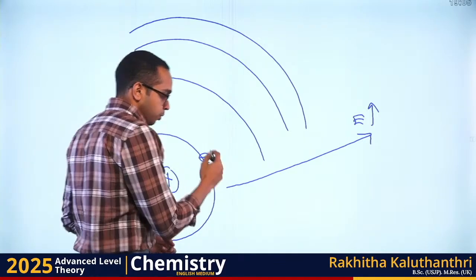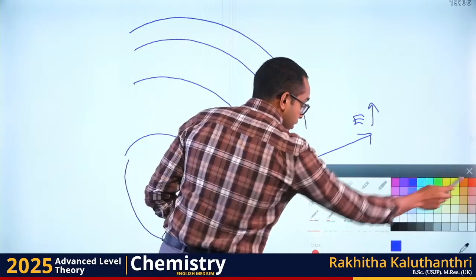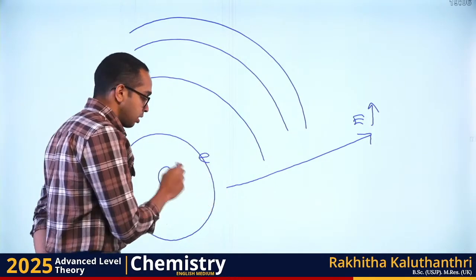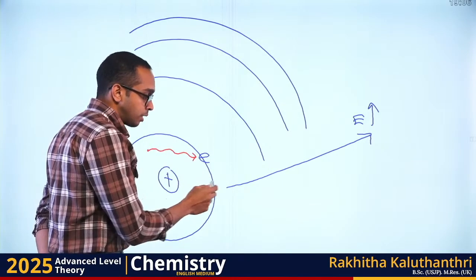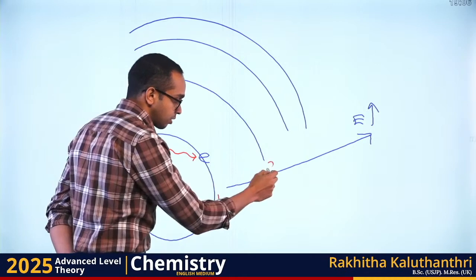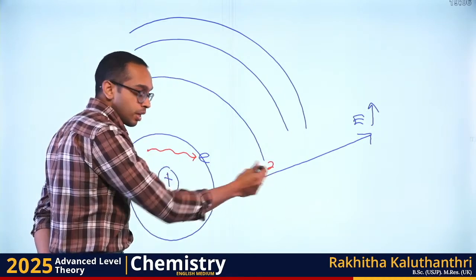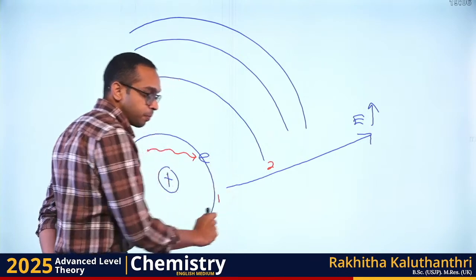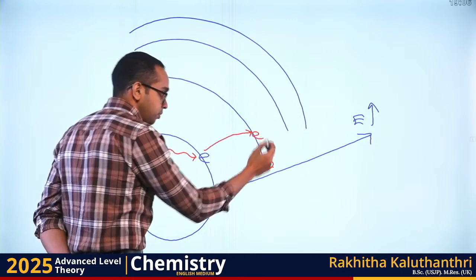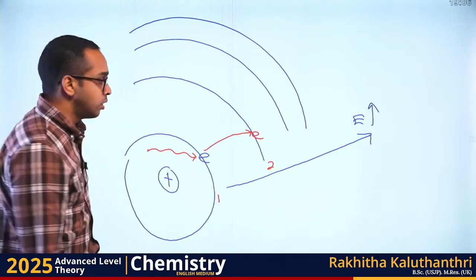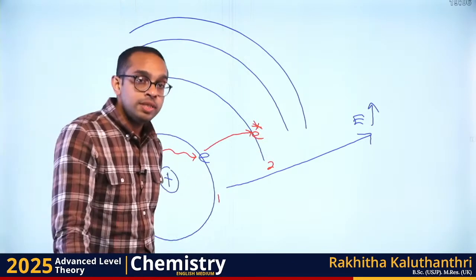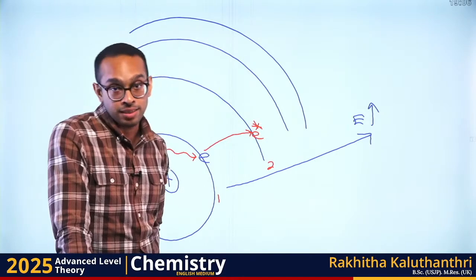If this electron that is present over here can absorb energy that is equivalent to the energy gap between these energy levels, between the first energy level and the second energy level, there's an energy gap. If it can absorb that particular energy gap, the electron will go from the first energy level to the second energy level. So now this electron has a higher amount of energy than before. We say that the electron is excited.